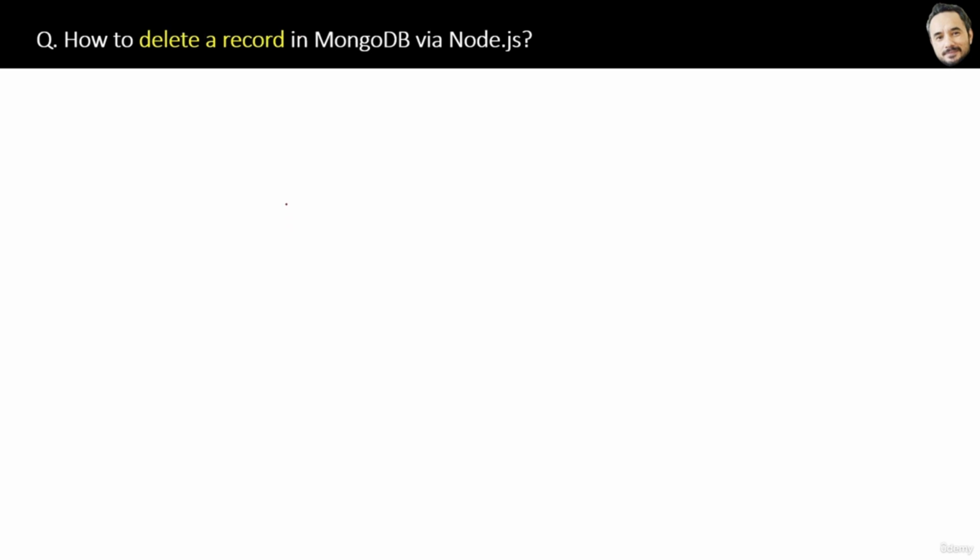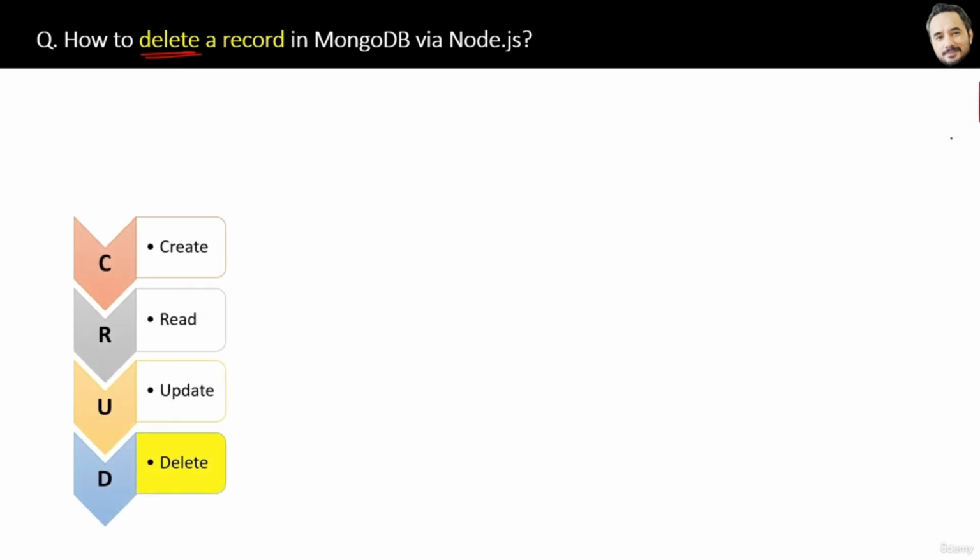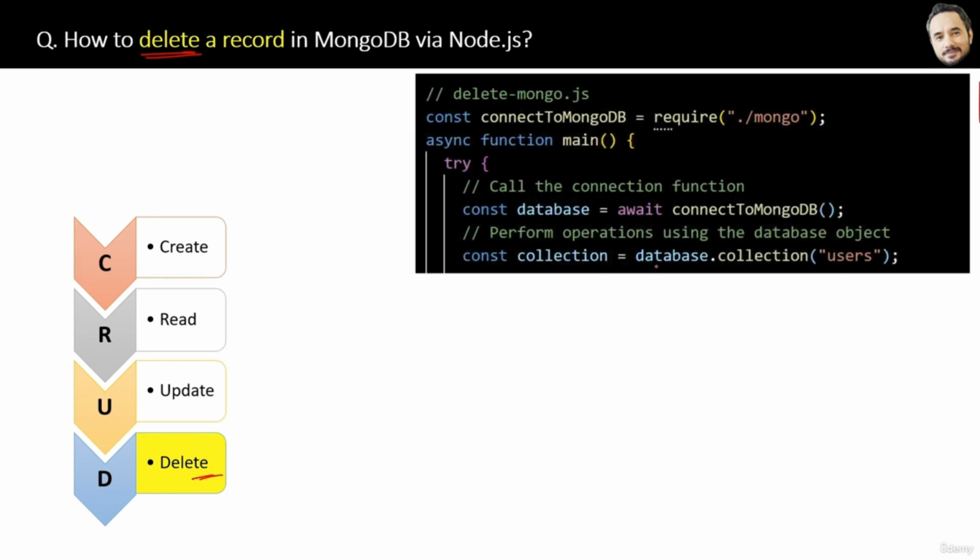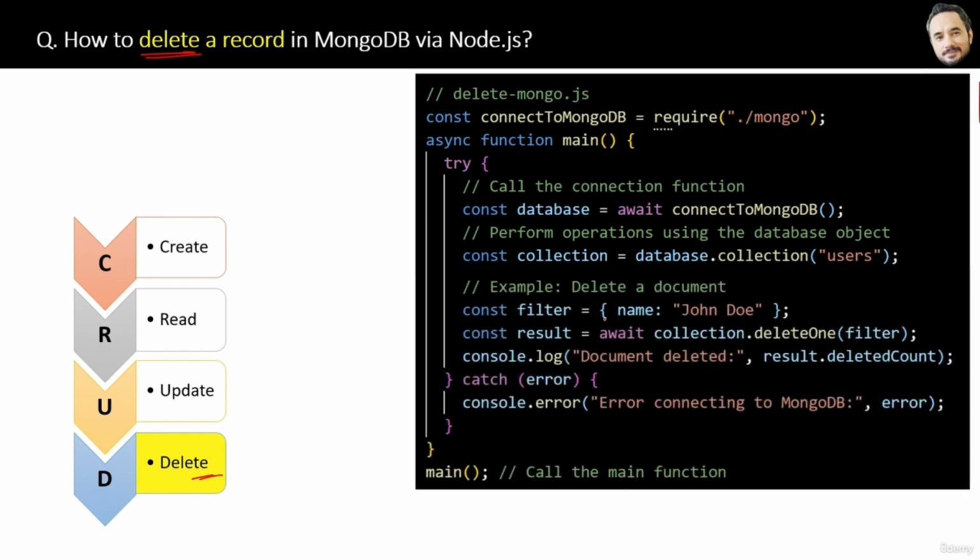How to delete a record in MongoDB via Node.js? This is the last CRUD operation. For this, first establish the connection with the MongoDB server. Now to delete a document, first you have to set the filter criteria like this, and then simply call this delete one method of the collection object and pass the above filter as the argument.